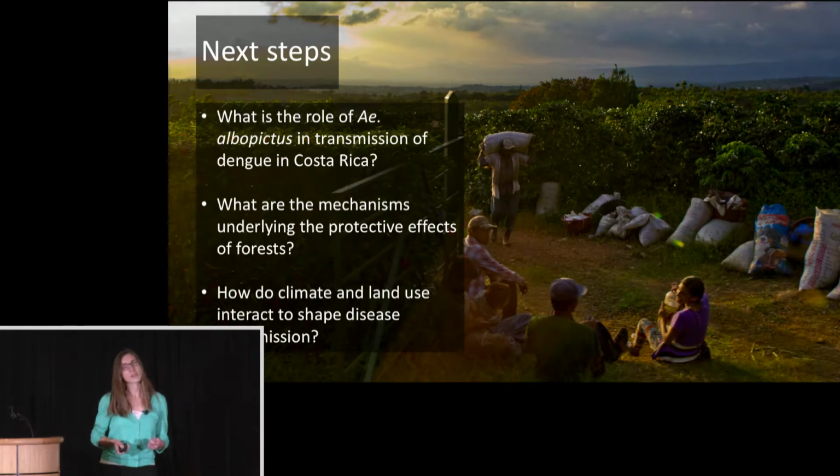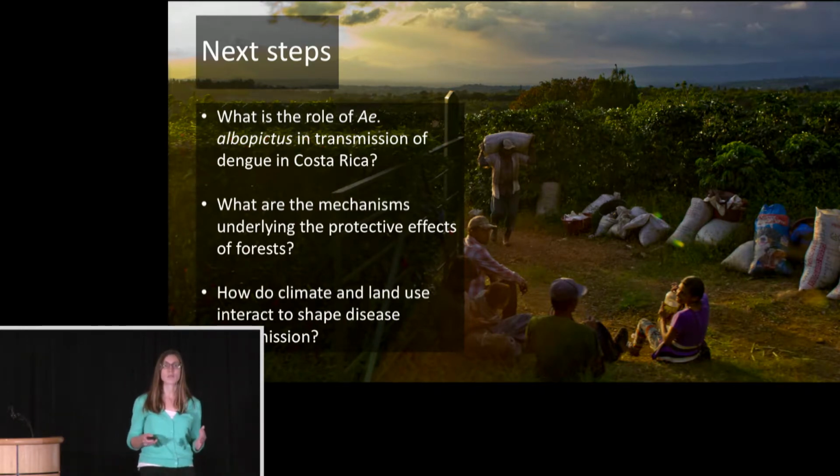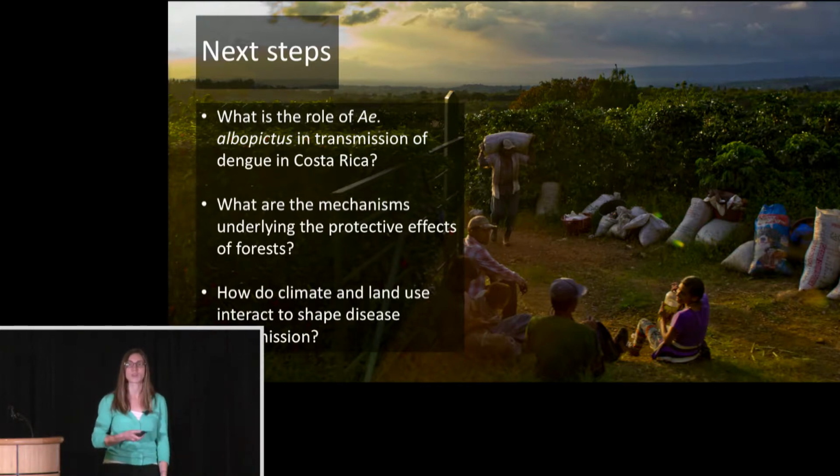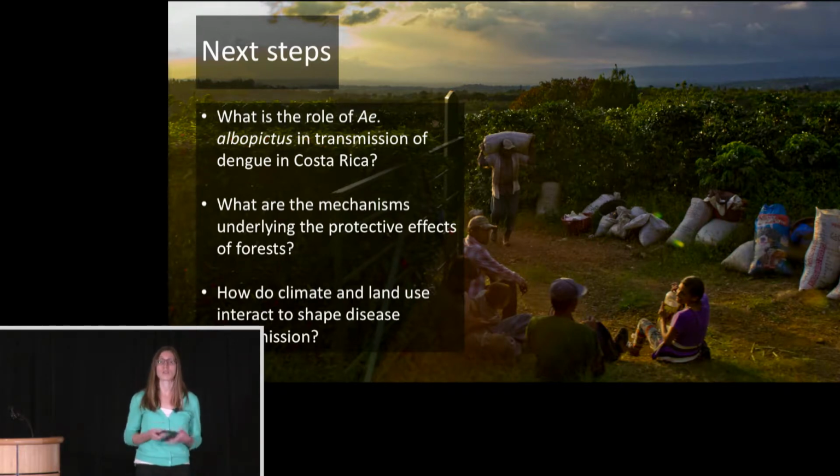And finally, how do climate and land use interact to shape disease transmission? And our team is ultimately going to develop a new disease risk modeling approach to try to answer this question. And so we're excited to continue generating collaborations with Costa Rican researchers and policymakers and groups like the NatCap initiative to try to connect this work to a larger framework in thinking about ecosystem services for health and land use planning and policy development.